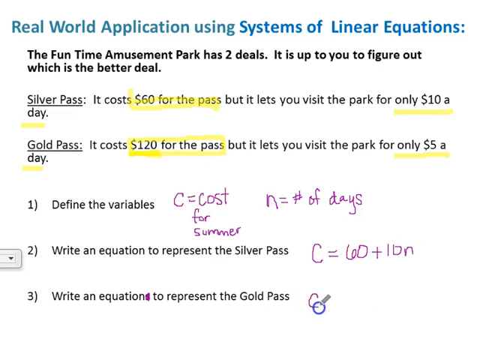So in this case, the cost is going to be equal to, well, you have to pay a flat $120 for the gold pass, and then on top of that, it's going to be $5 per day. So 5 times the number of days that you go will let us know what that final cost would be. Add that to 120, and then we'll get our cost for the summer. So there's our two equations: 60 plus 10n and 120 plus 5n. Those are our two equations. I'm going to go on to the next slide because we're going to answer some more questions.